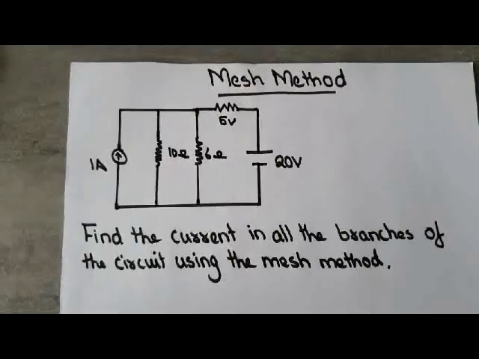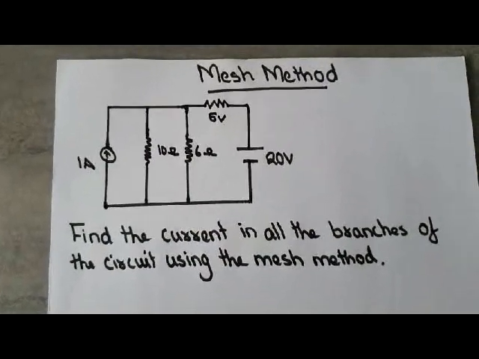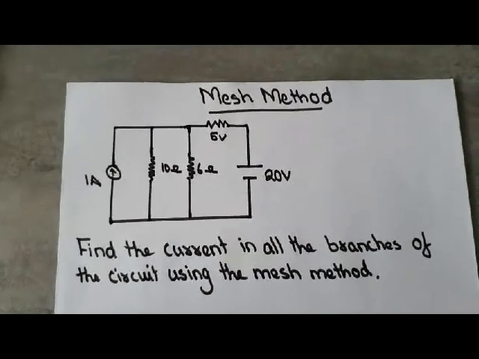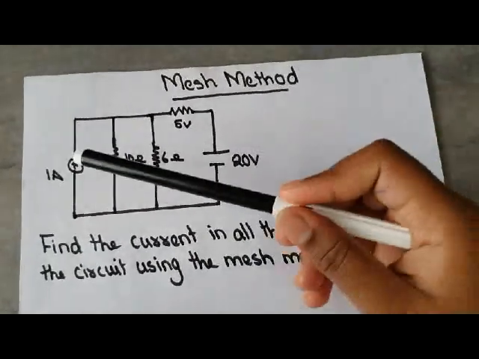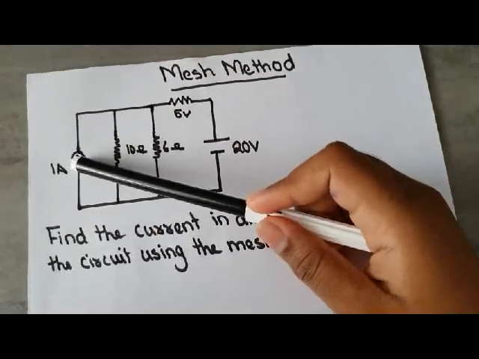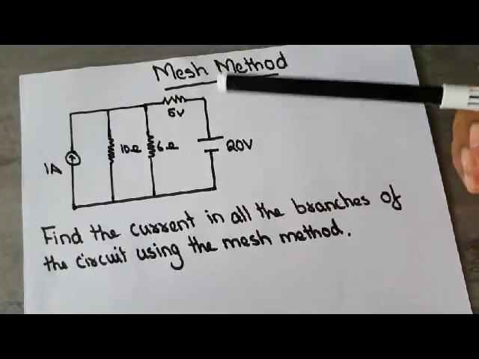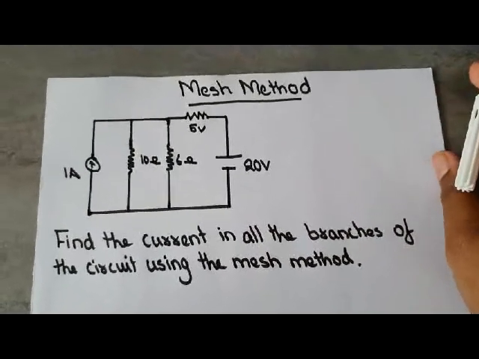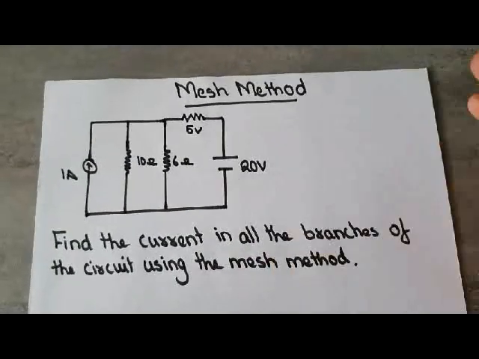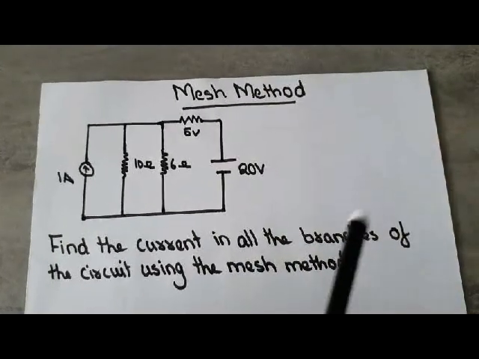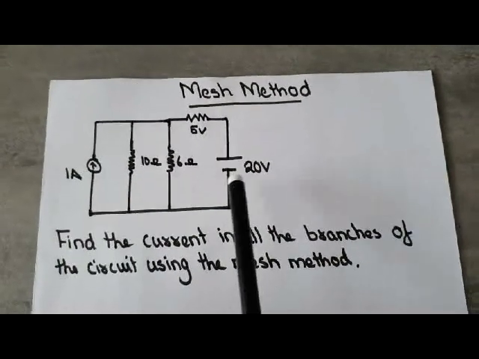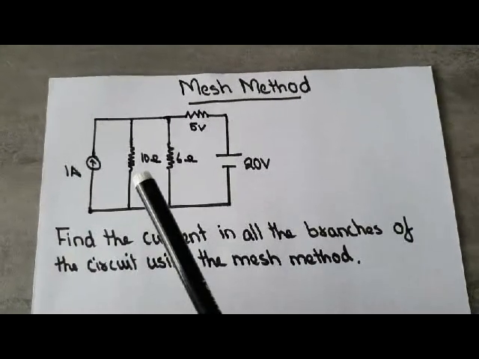Let's move on to the problem. We have the question here. It's a simple circuit, but the specialty of this question is that there is a current source and a voltage source. Normally in my mesh method part 1 video you must have seen we have two voltage sources and then we find the current in all the branches. But here we have a current source and a voltage source. So let's see how to do this.